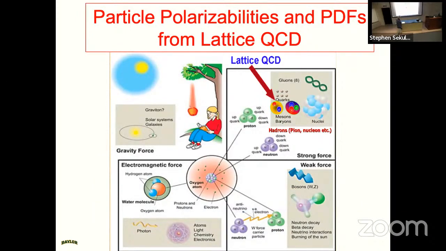Okay, so here's my title, Particle Polarizabilities in PDF from Lattice QCD. What the heck do particle polarizabilities and parton distribution functions have to do with one another? Well, let's find out. Here's a little picture. This is just an introductory picture.